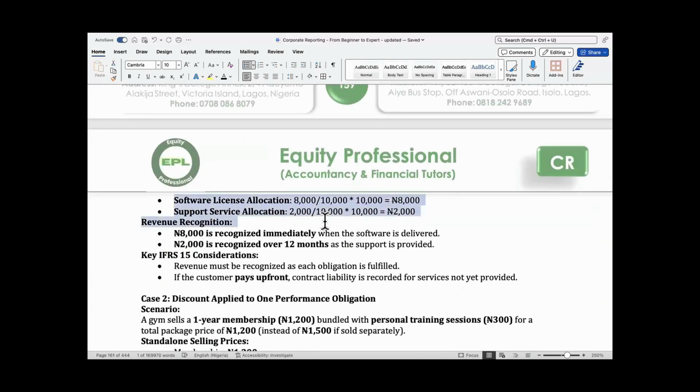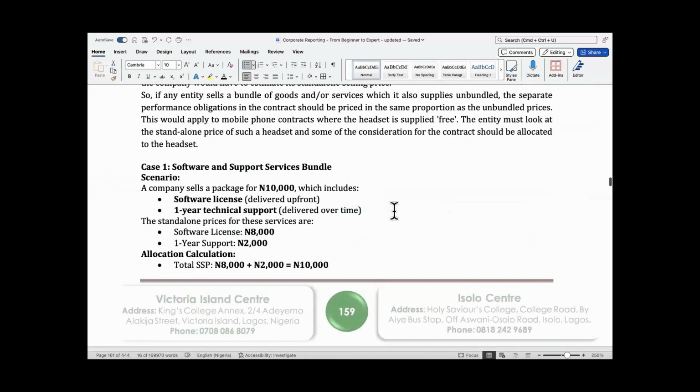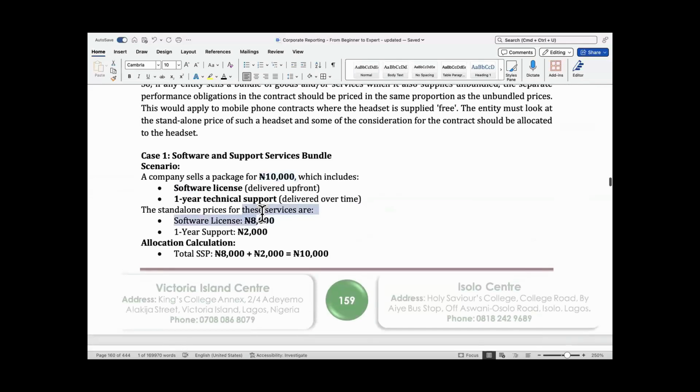But I just want to show you this because of the ones that will be complex. This is how you still do them. So you are going to prorate this 10,000 price in the contract on the basis, or in the proportion, of their standalone selling prices.